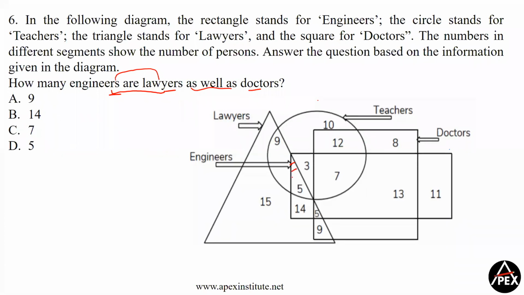So first identify the region common to lawyers and engineers step by step. Okay. So how many do we have? 5, 14, and 5, isn't it? Now we have to find the region which is common to doctors also. So, is this 5 doctors? Is it in the square? No. So you can eliminate that. Is this 14 common to this square? No. Is this 5? Yes. So this is the region of intersection of engineers, lawyers, as well as doctors. So the answer for this question should be 5. Yes. Clear?